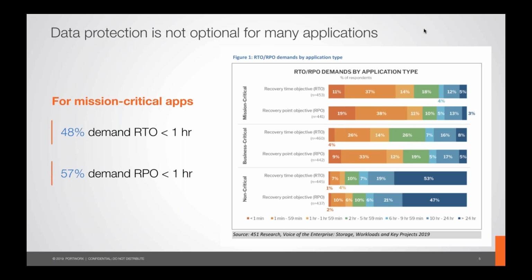But importantly, even business critical and non-mission critical, or non-critical applications, excuse me, have RTOs and RPOs that are, in some cases, less than an hour, and in other cases less than 2 hours, less than 4 or 5 hours. It doesn't have to be as quick, but we certainly need to be able to recover our applications and recover our data, even for those non-critical applications.